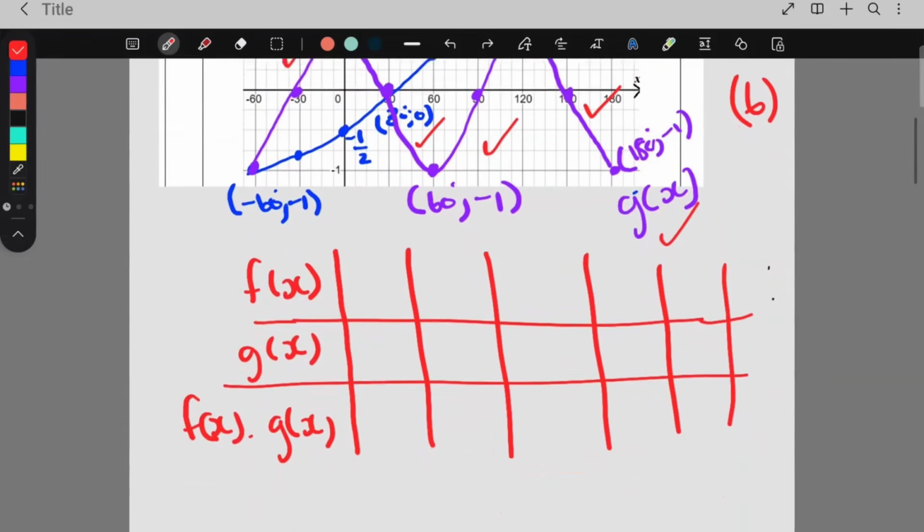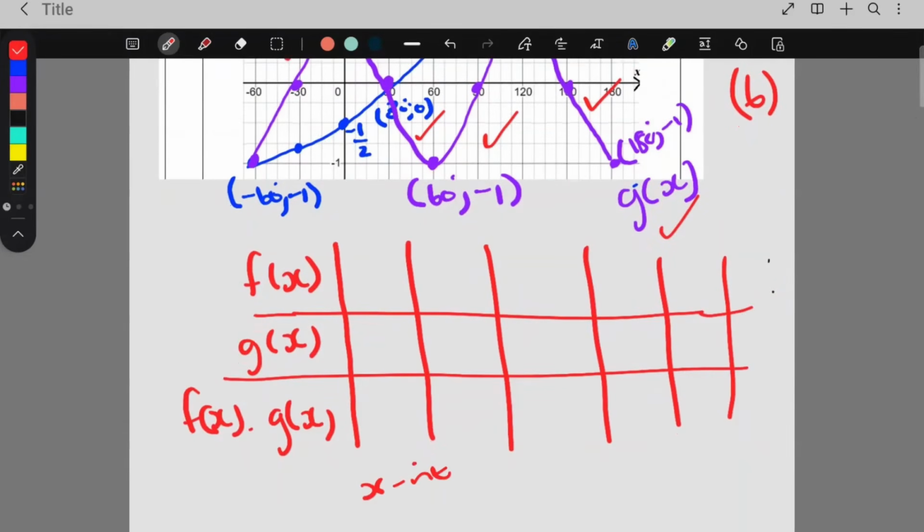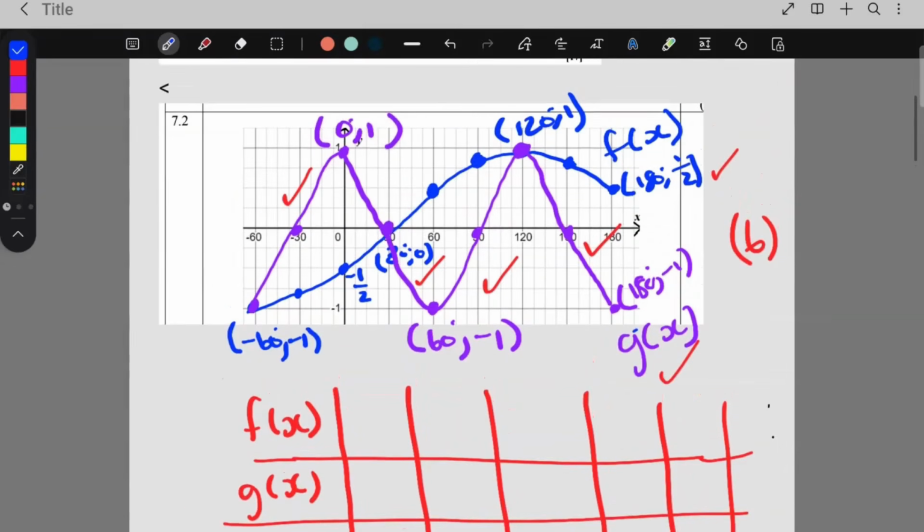Of both graphs, I'm going to look at the x-intercepts and ask a question. The question is: is the graph above the x-axis or below? If it's above, I will make a plus in my table, and if it's below, I will make a minus. First, let's plot the x-intercepts.